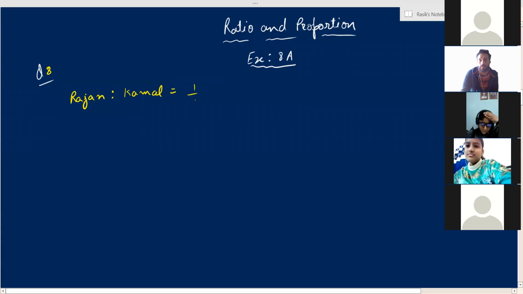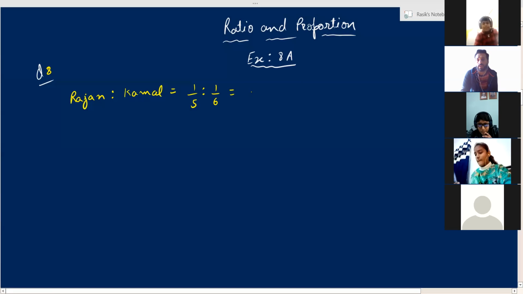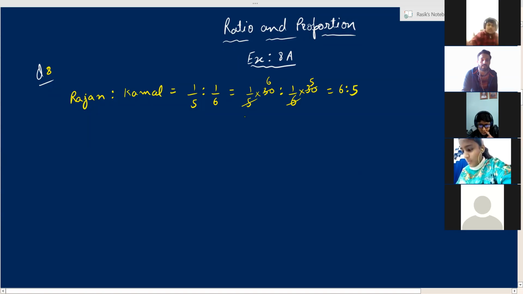The ratio is given as 1/5 : 1/6. It is not in simplest form. To convert it into simplest form, we can multiply both the terms of the ratio by the same number, and that is the LCM. LCM is 30. So 1/5 multiplied by 30 ratio 1/6 multiplied by 30. When you simplify, you get 6 here and 5 here. So the answer is 6:5. This is the ratio in simplest form.